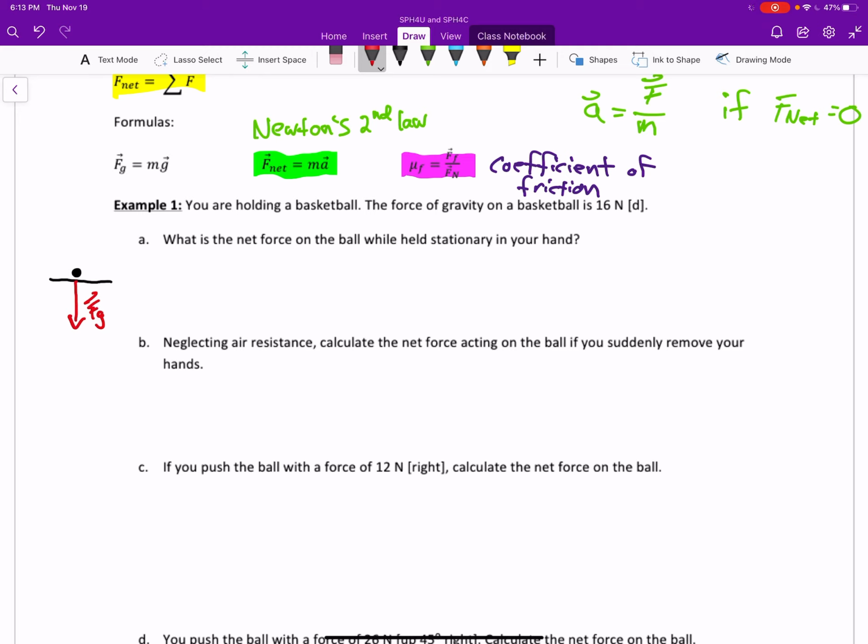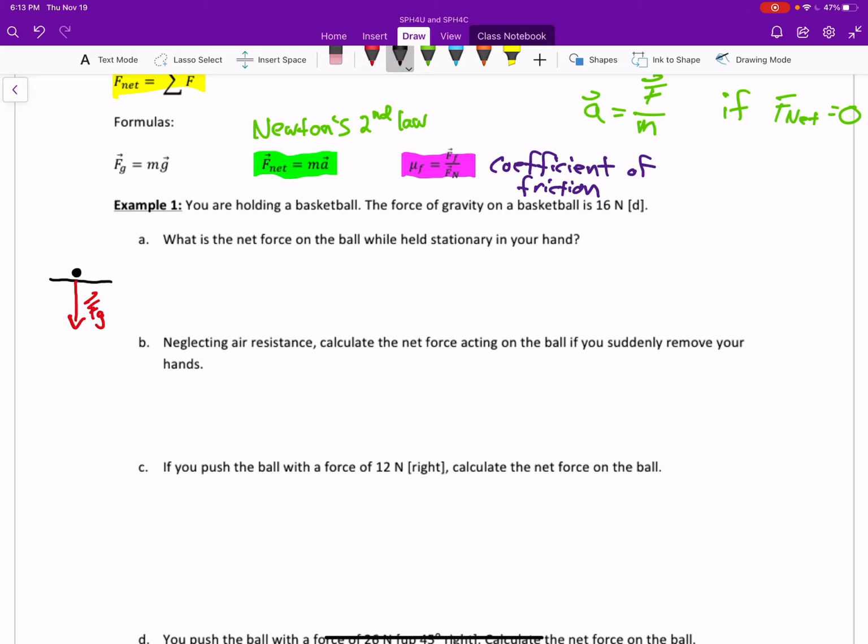What's the net force on the ball while held stationary in your hand? Even though gravity is the only force acting on it, there has to be something else because it's not moving downward, right? Newton's laws say that if there's a force acting on it, it should move in that direction. But obviously the basketball doesn't move downwards when it's on my hand or on a surface, so something else has to be going on. So let's take a look.